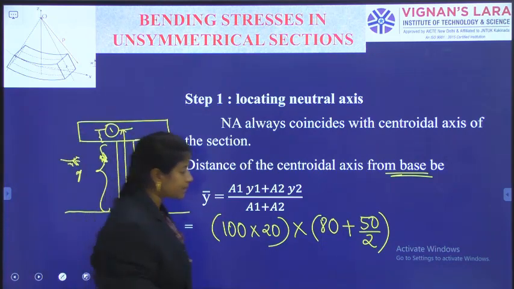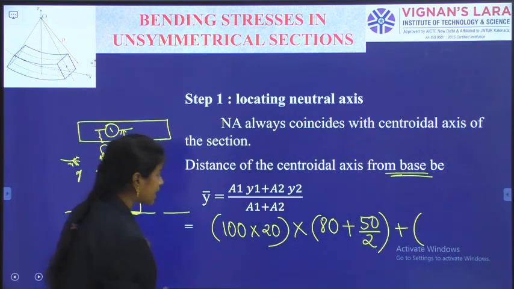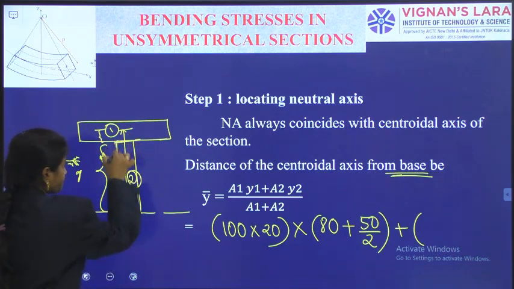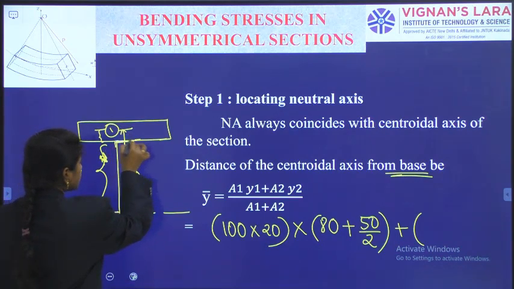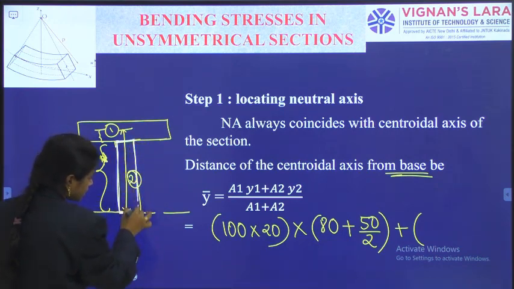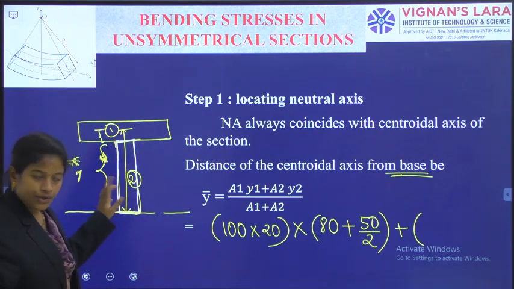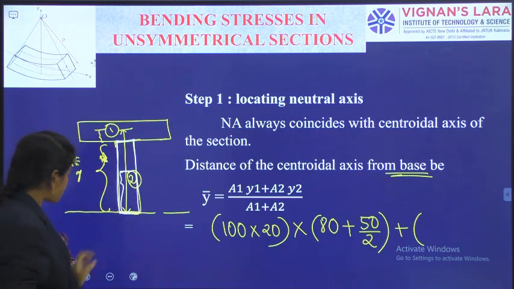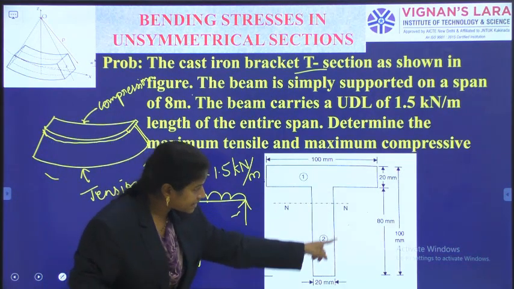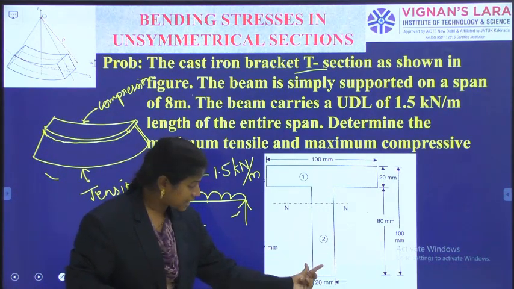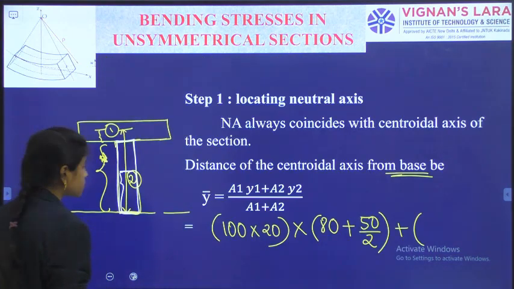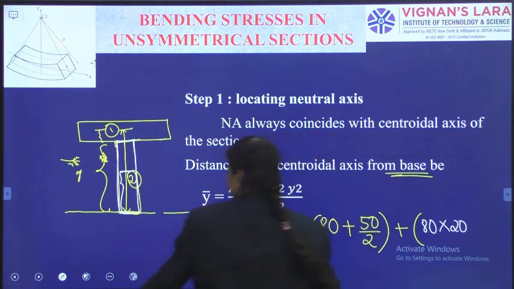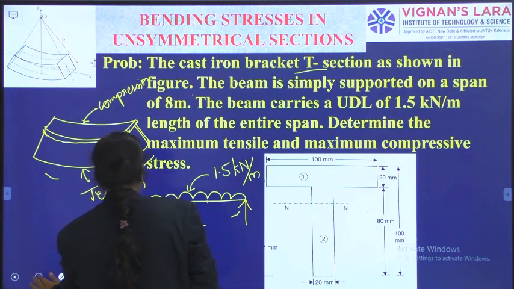So A1 y1, and plus what is the next area? That is the second segment's area, this rectangular portion. For this portion, we need to write the area into the centroidal location, the perpendicular distance. What is the area? 80 height, from this level to the bottom, and 20 thick. So 80 into 20, or you can write 20 into 80 also.